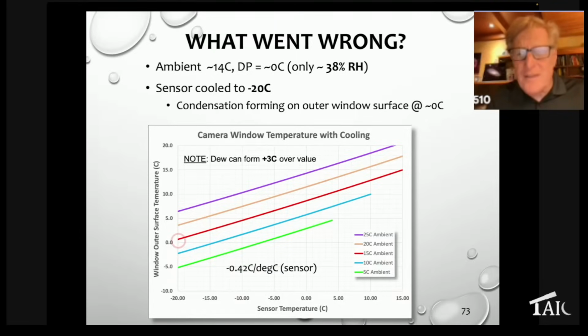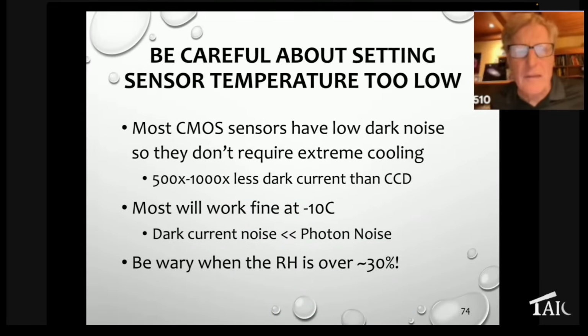But so it's a lesson that, no matter how much experience you have, this kind of stuff can really catch you by surprise. And one of the things I want to emphasize with these, most modern CMOS sensors, they have very low dark noise, so they don't really require extreme cooling. The QHY 600M has, I think it's like 650 times less dark current than the old 16803 CCD. So, it's somewhere in the range of 500 to 1,000 times less dark current than the old CCD cameras. You don't have to cool these things to minus 30 anymore. In most cases, minus 10 will work fine.